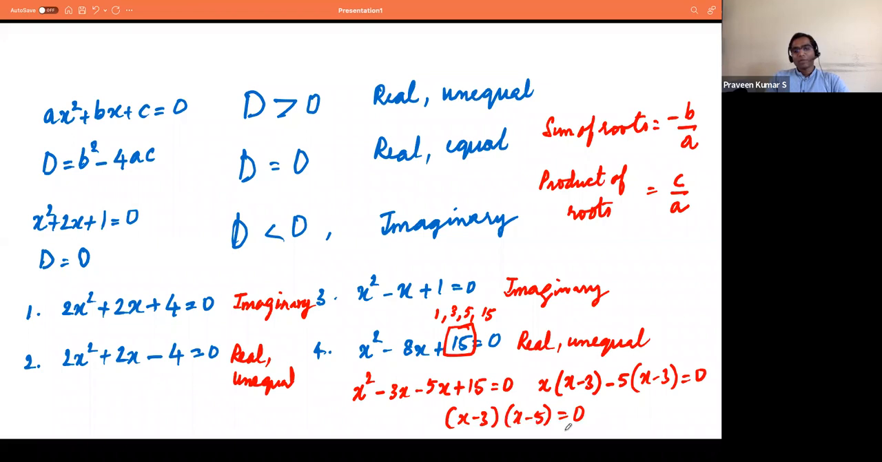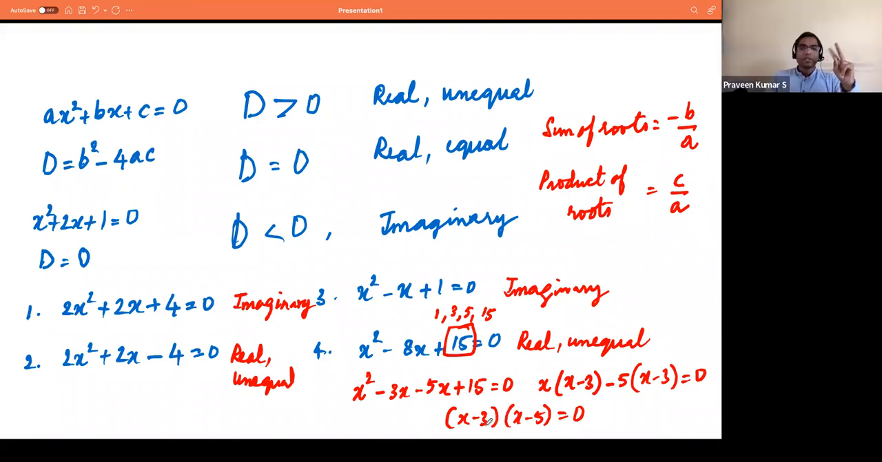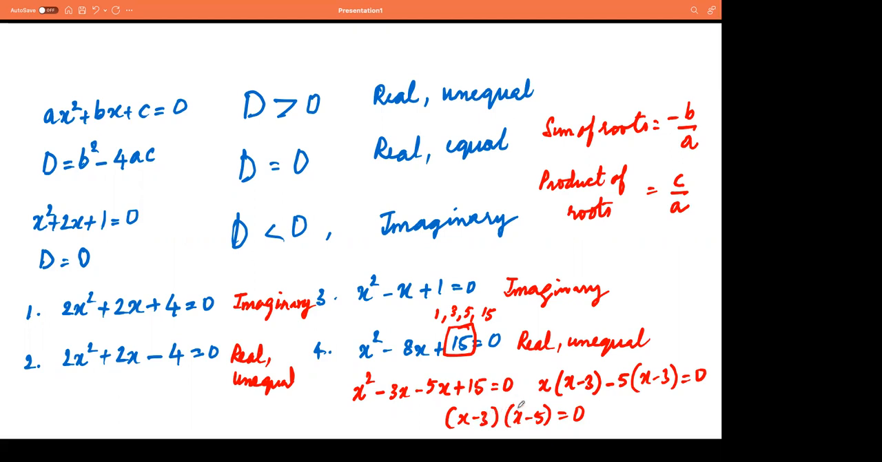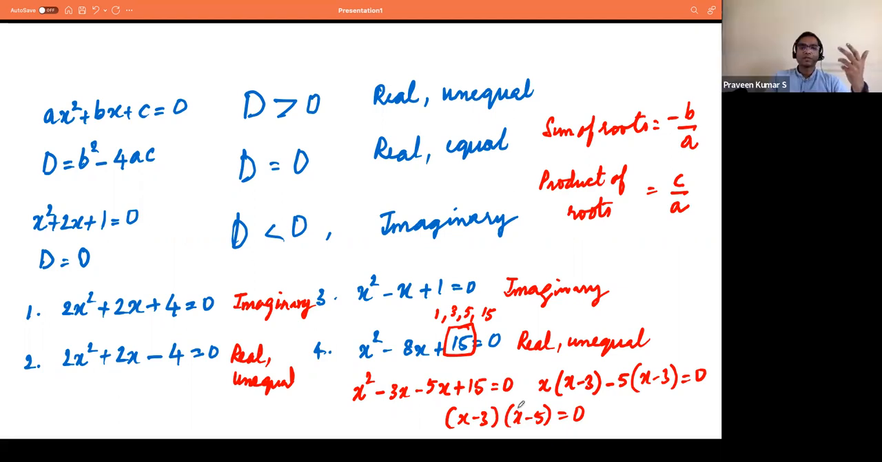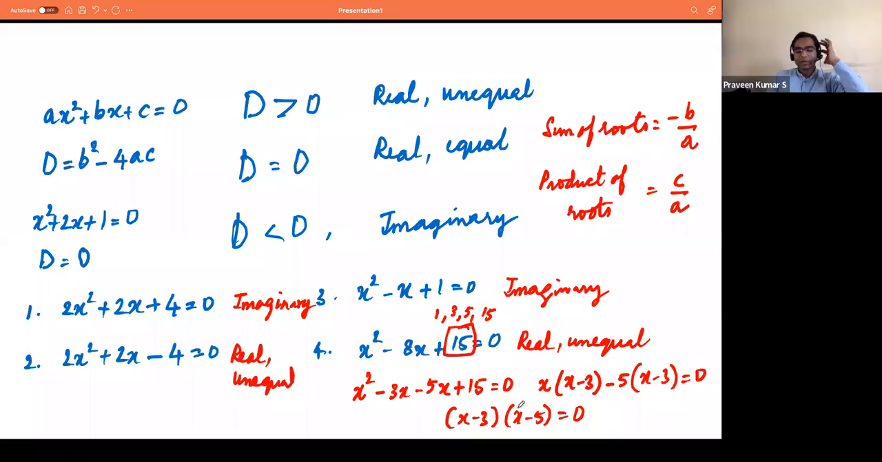So from this, the moment you write this down, what are the roots here? X is equal to 3 and 5. Yeah, so 3 and 5 are the roots. So what is the sum of roots? 8. Right? So it is a verification of what we have already calculated. What is the product of roots? 15. Yeah, 3 into 5 will be 15.